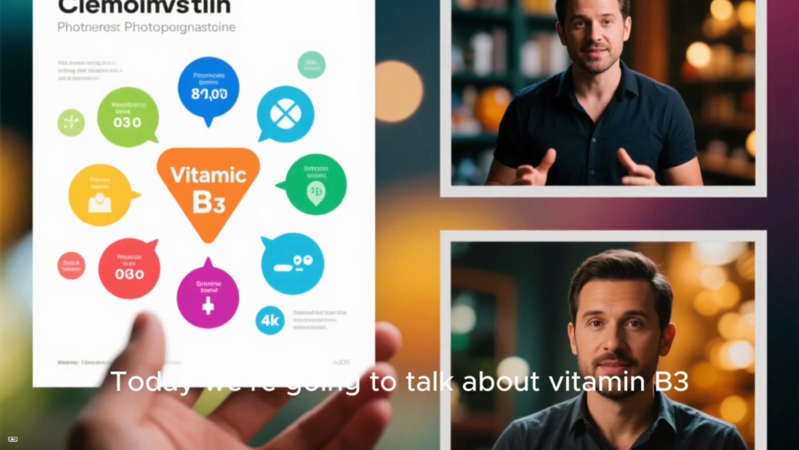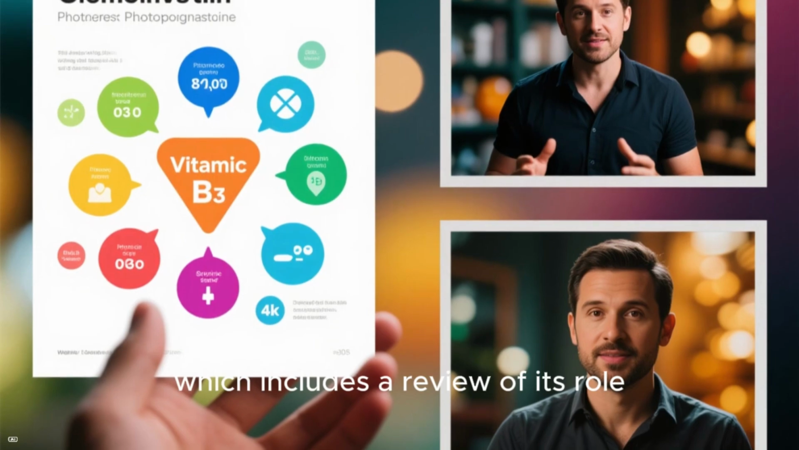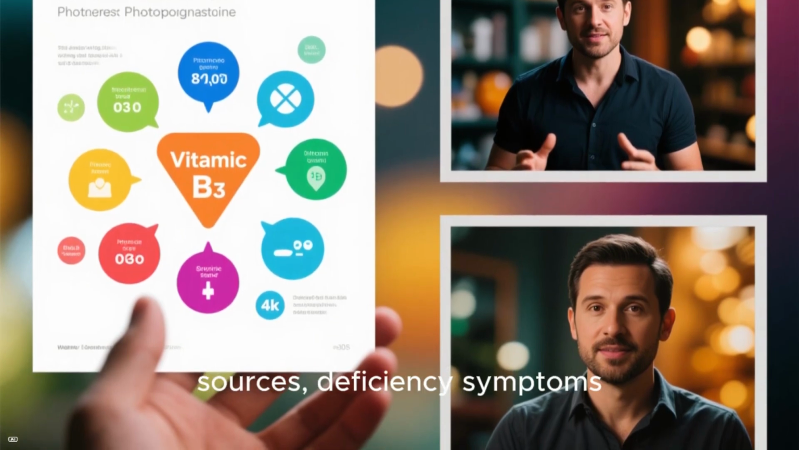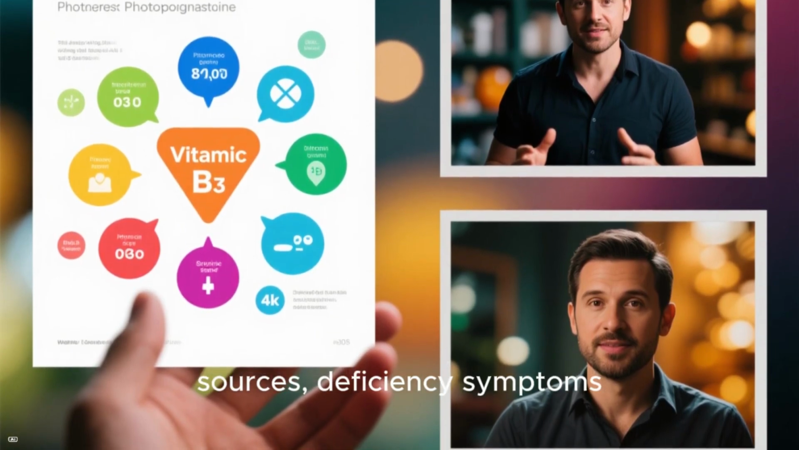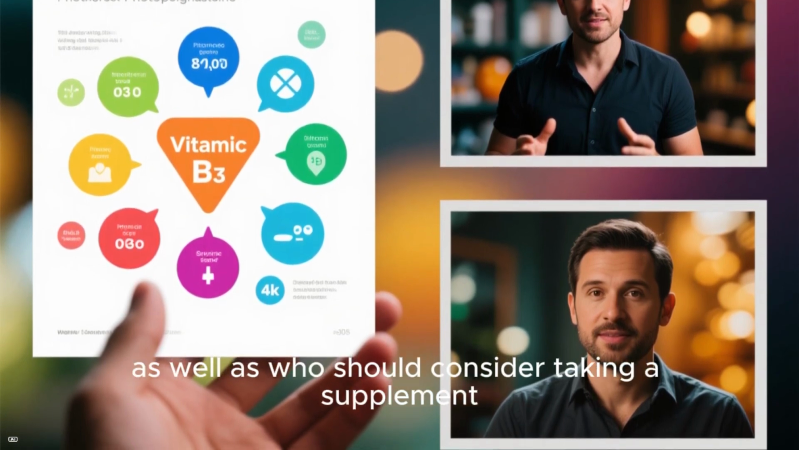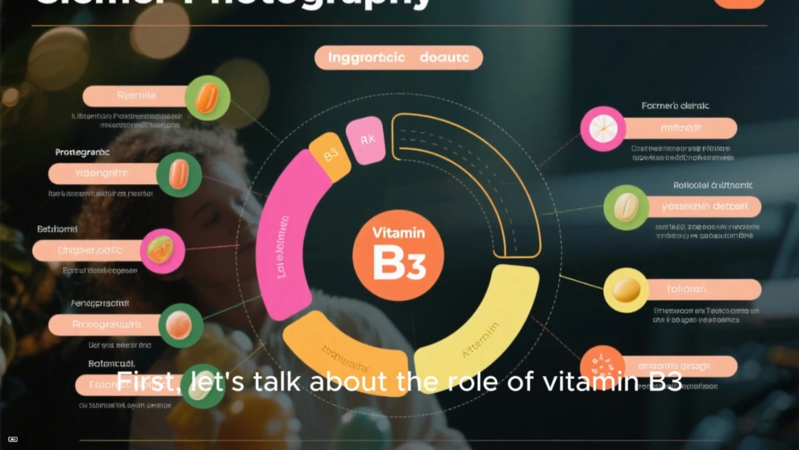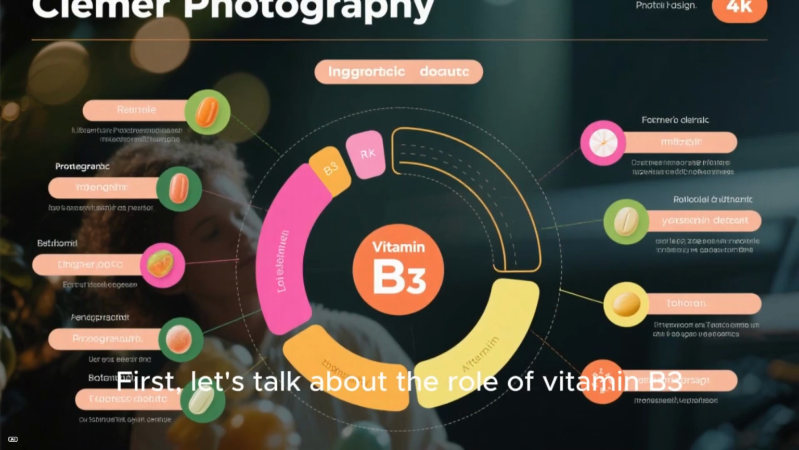Today we're going to talk about vitamin B3, which includes a review of its role, sources, deficiency, symptoms, as well as who should consider taking a supplement. First, let's talk about the role of vitamin B3.